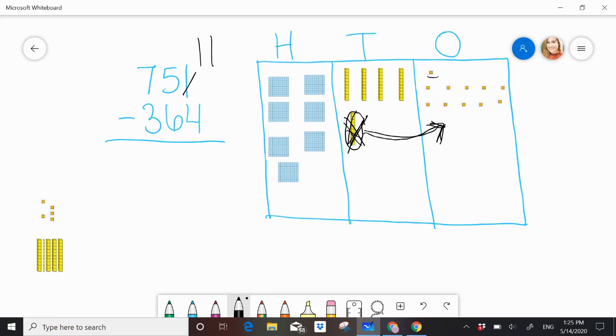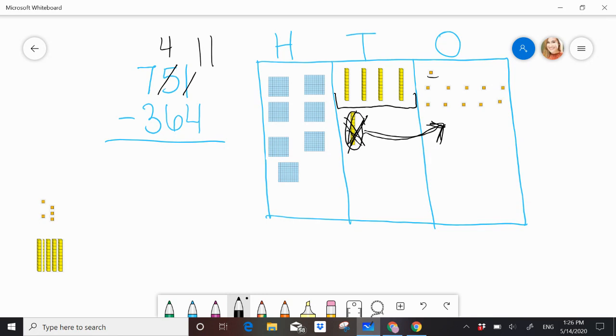Okay, I have 11 individual little 1s, and that's certainly enough to take away 4. But before I take away 4, I actually want to make sure that we take care of looking at the 10s place first. I don't have 5 10s anymore. How many 10s do I have when I borrowed to give to the 1s place? How many 10s am I left with? I'm left with 4. So I don't have 5 anymore, but I have 4.